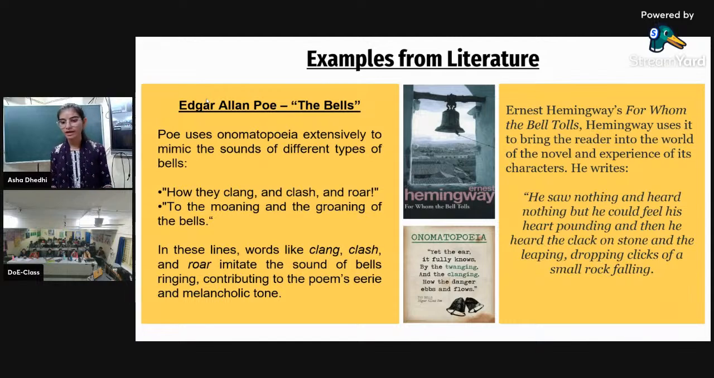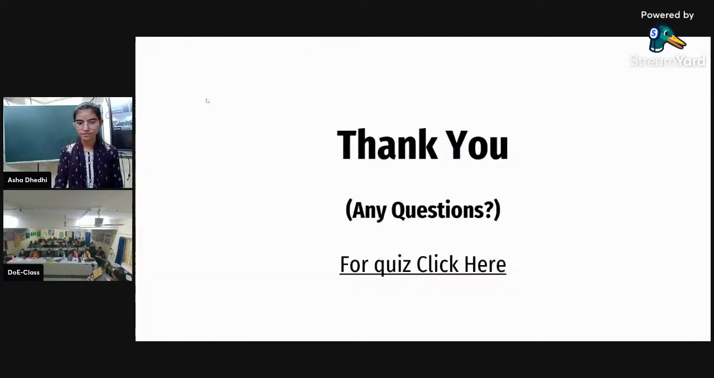Then there is another example from Ernest Hemingway's For Whom the Bell Tolls. He saw nothing and heard nothing, but he could feel his heart pounding. Pounding is an onomatopoeic word. And then he heard the clack on stone. The word clack is an onomatopoeic word. And the leaping, dropping clicks of a small rock falling. So click is again an onomatopoeic word.